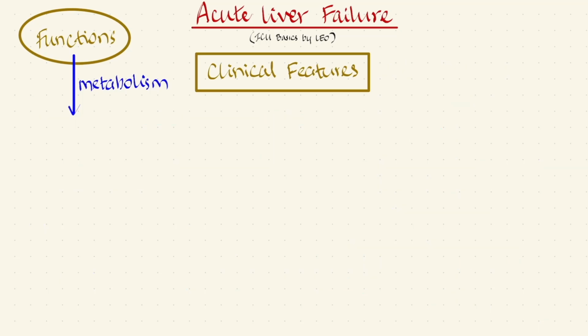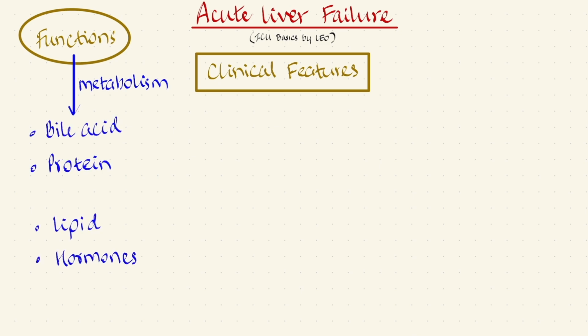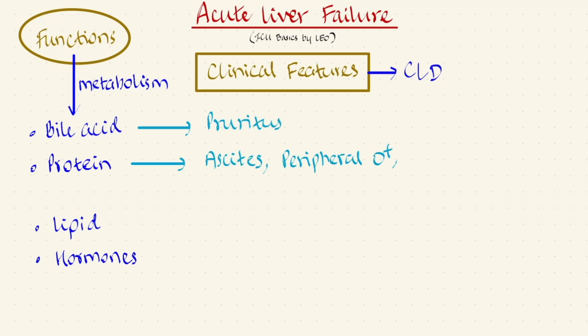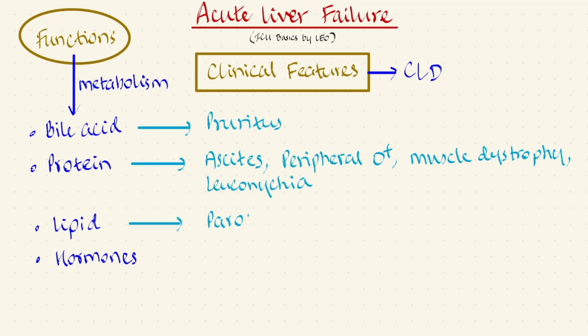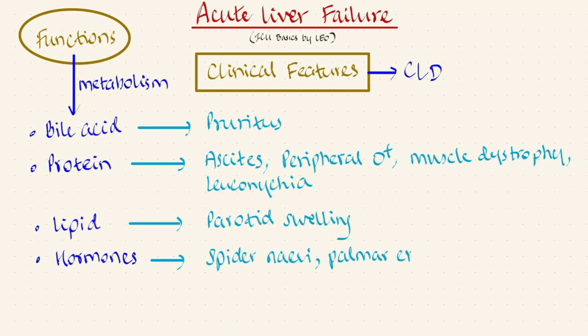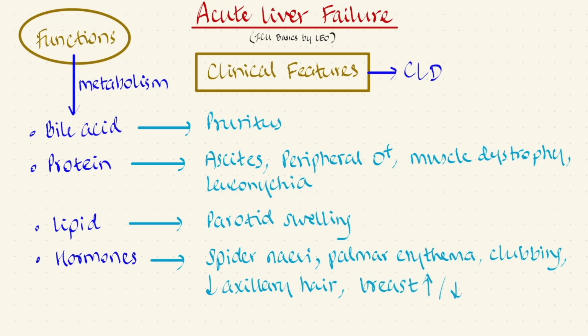In addition to functions of the liver which I mentioned earlier, the liver plays a major role in metabolism of bile acid, protein, lipid, and hormones. Hence, in patients with acute and chronic liver failure, when such metabolisms are impaired, signs and symptoms of underlying chronic liver disease may be seen. These include pruritus, ascites, peripheral edema, muscle dystrophy, leukonychia, parotid swelling in especially alcohol-related liver disease, spider nevi, palmar erythema, clubbing, loss of secondary sexual characteristics such as sparse axillary hair, gynecomastia in men, and breast atrophy in women.